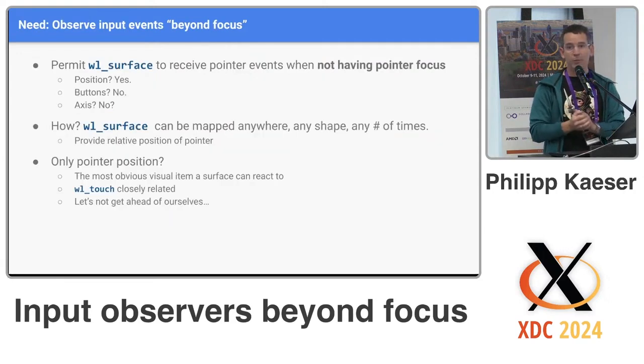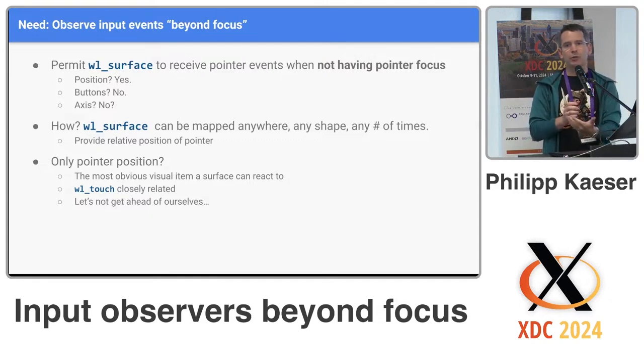So basically what I need is a way for a surface to receive a pointer event also when it does not have focus yet. At the minimum, I would like to have the position of the pointer. I probably wouldn't need buttons. Axis, we can debate. I think we can go without. How? Probably there will need to be an extension that gives me that information for each instance of a surface that's mapped, because the surface could be mapped multiple times anywhere.